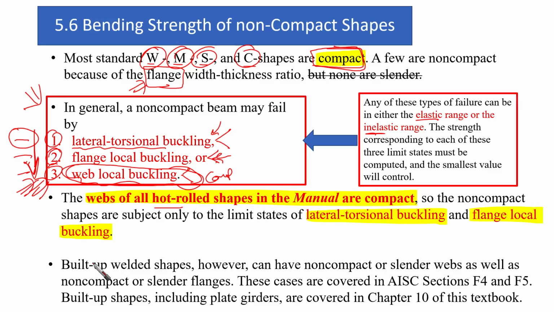If we have built-up welded shapes, however, they can have non-compact or even slender webs, as well as non-compact or slender flanges, because they are built up. So we might need to check the flanges and the web, whether they are compact, non-compact, or slender. These cases are covered in AISC Section F4 and F5, under Chapter F. Built-up shapes, including plate girders, are covered in Chapter 10 of the textbook, but we are not going to explain them under flexural members. They are going to be explained separately.